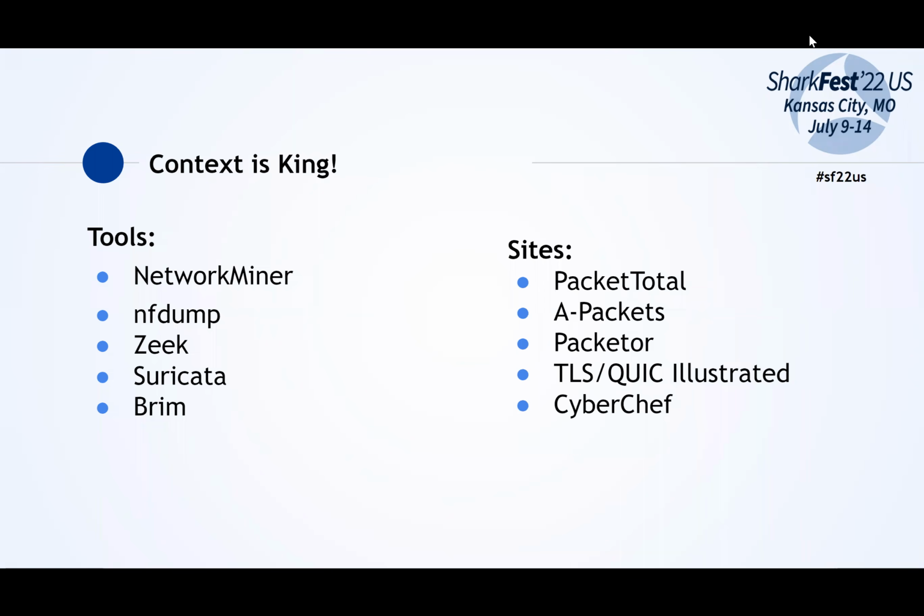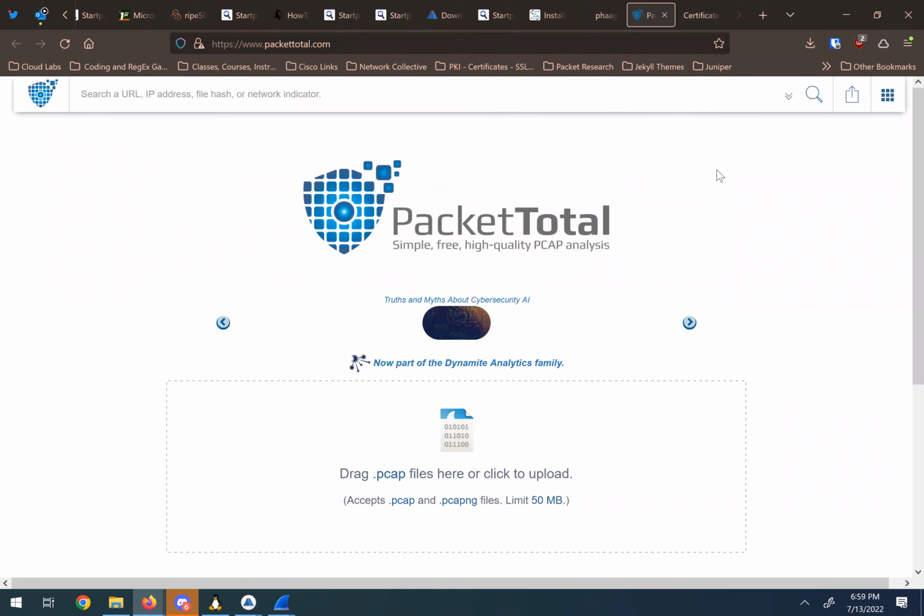Okay, so I'm going to do that with Packet Total. Oh man, I love Packet Total. Okay, so Packet Total is an online packet analysis suite. So all you pretty much do is you just click and drag a PCAP, and it's going to analyze that and give you a ton of output. What it's going to do is take your PCAP and essentially run it through Zeek and Suricata.